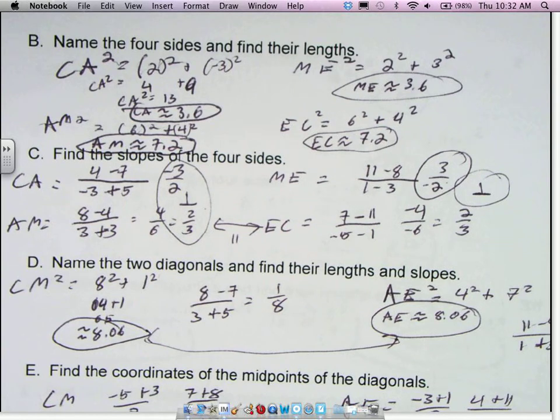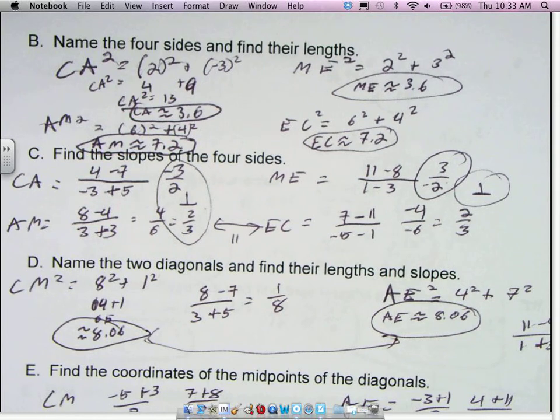So we have 4 perpendicular sides. So we have 4 right angles. So that means, is it a parallelogram, rectangle, or kite? What has 4 right angles? Thank you, it's a rectangle.